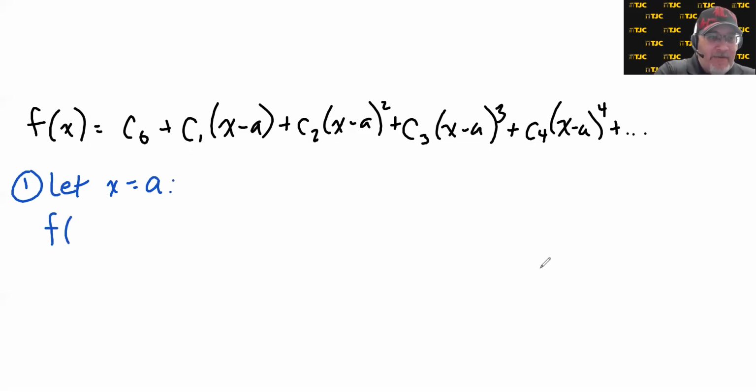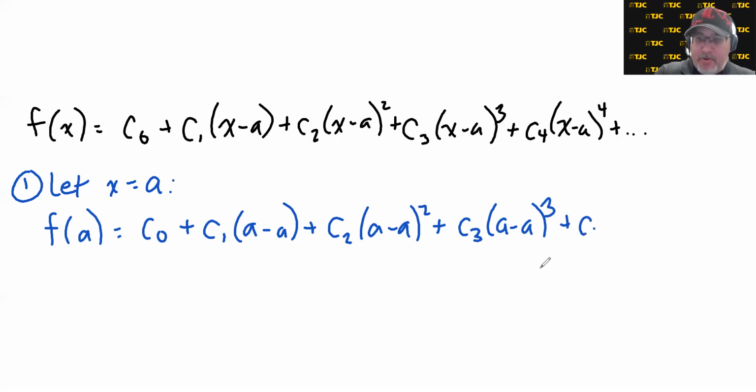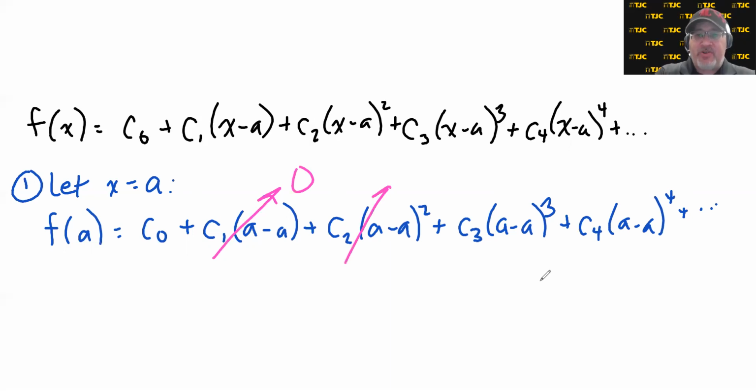We get f of A on the left, C0 plus C1, remember x is equal to A, minus A, plus C2 times A minus A squared. And I think you can tell what's going to happen with most of these terms. Most of these terms are going to disappear because the center will make x minus A equal to 0. So that's gone, that's gone, that's gone, and that's gone.